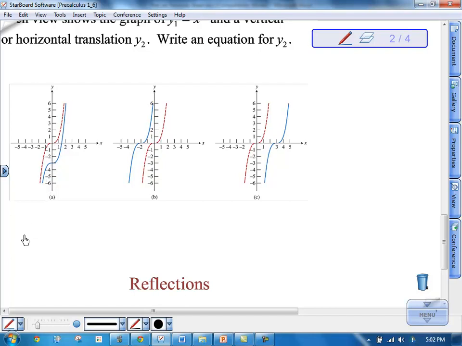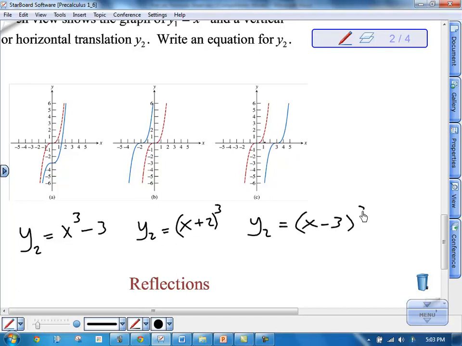This one's been shifted down 4, so we'd have y2 equals x cubed minus 4, and then it's been shifted down 3 units. The next one, y2, this one's been moved over 1, 2 to the left, so it'd be x plus 2 cubed. And the last one's been shifted over 1, 2, 3 to the right. 3 to the right would be x minus 3, and then we need to cube that.